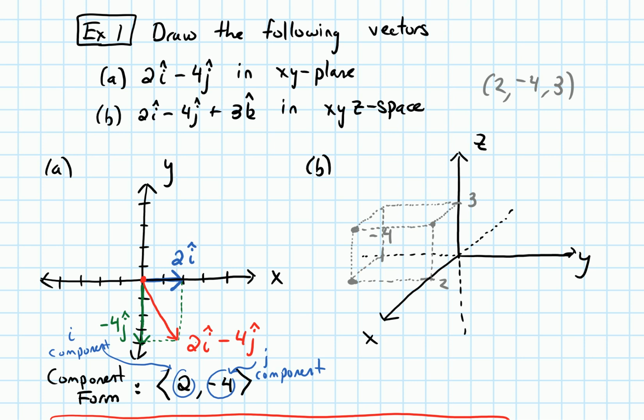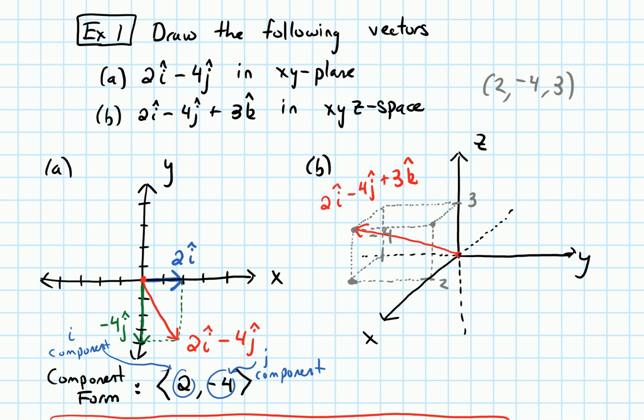So the vector that we want to draw here would start at the origin and would go to this point, 2, negative 4, 3. And that is the vector that we wanted. It's 2i minus 4j plus 3k. So the fact that it has this length and this direction makes it a vector. It's not just the point, it is a vector.